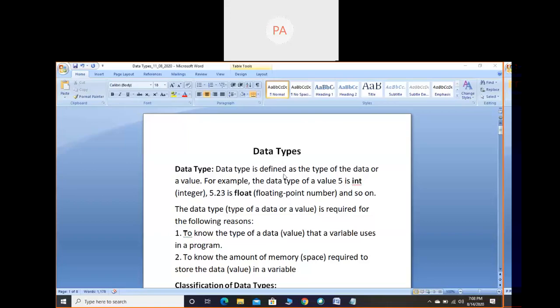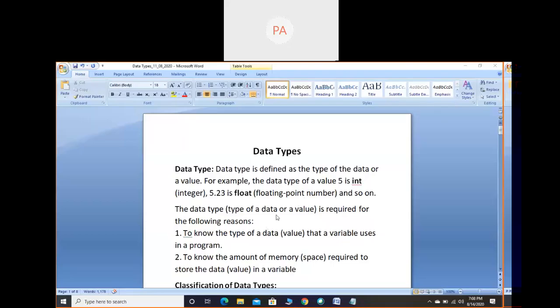Data type is defined as the type of the data or value. For example, the data type of value 5 is int. Int is a keyword, integer is the meaning of that. 5.23 is float. Float is a keyword, or we can call it a data type. Floating point number is the meaning of that. Okay, so two things you have to remember here: int and float. Those are keywords as well as data types. Before we came to this chapter, we would have considered them only as keywords, but now we have to consider two things for this: keywords as well as data types.